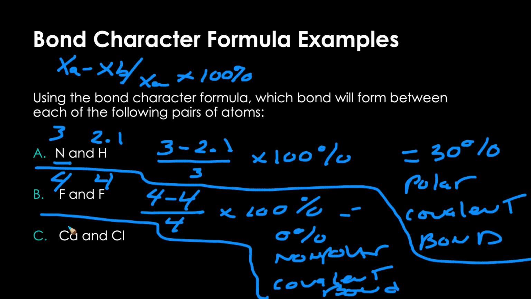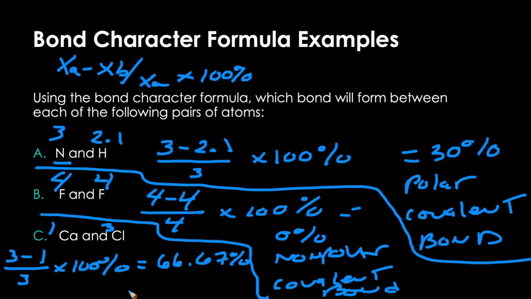Try to fit this one here. So calcium, we have an electronegativity value of 1. Chlorine, we have 3. So chlorine is XA. So we have 3 minus 1 all over 3 times 100%. So we have 2 divided by 3 times 100, and we get 66.67%, which will tell us we have an ionic bond.